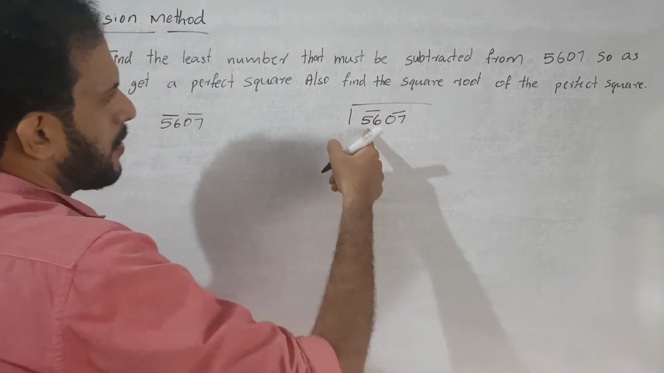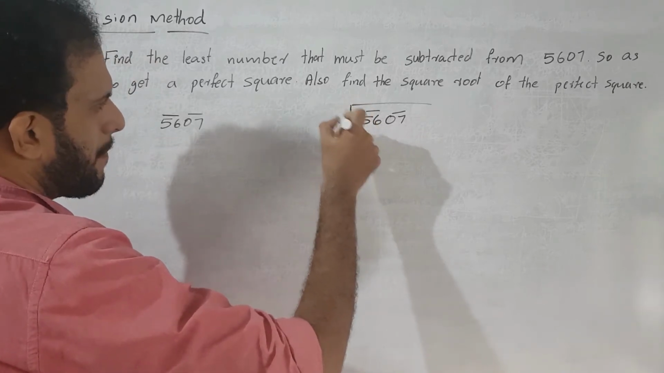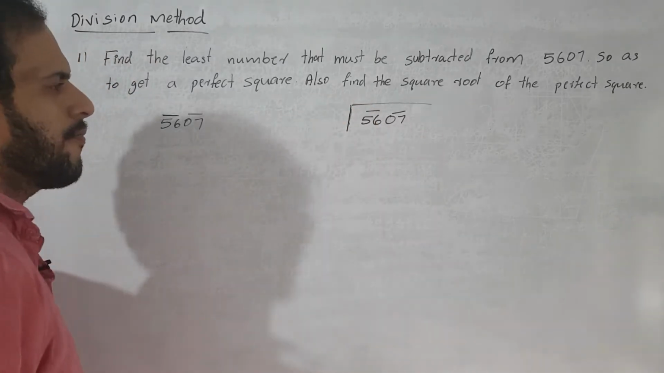5607, yes, then first we choose a number whose square is less than 56.